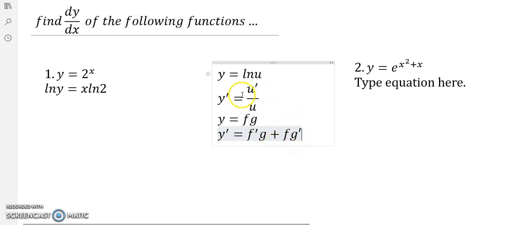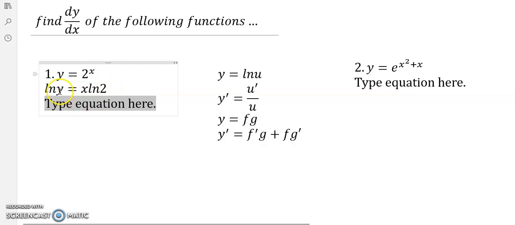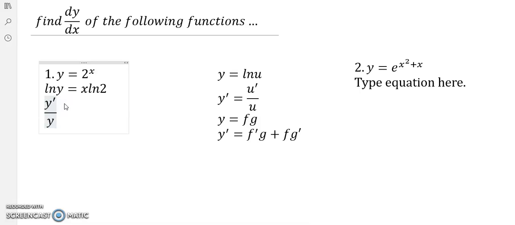Okay guys, let's use these derivatives to derivate this one. Then to derivate ln y using this one, we will do it like this. The derivative of ln u is nothing but u prime divided by u. So the derivative of ln y will be y prime divided by y equal to, on the right hand side we have these two functions that are multiplying each other. We have x ln 2, then we will use this formula.